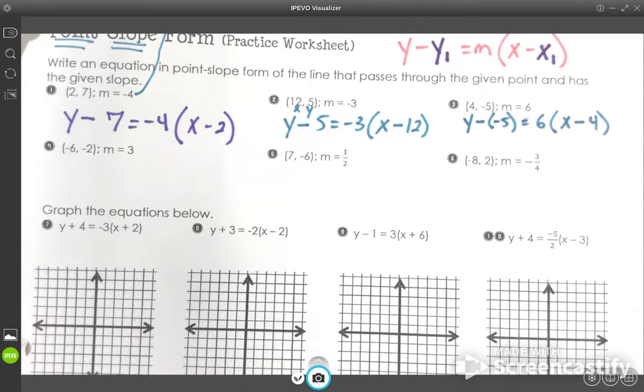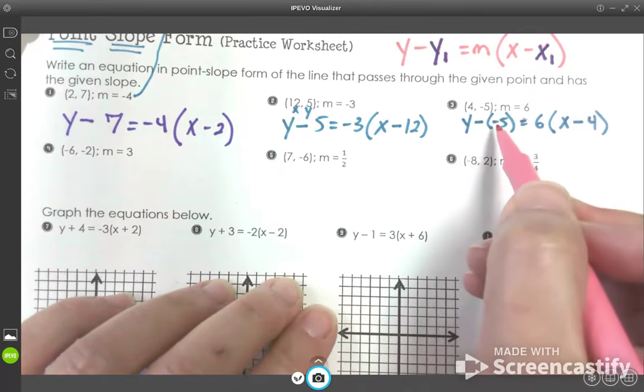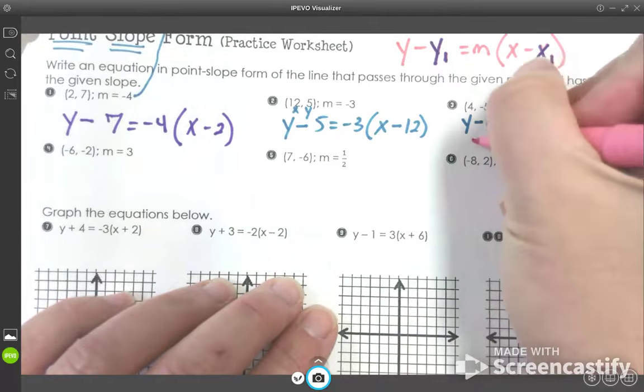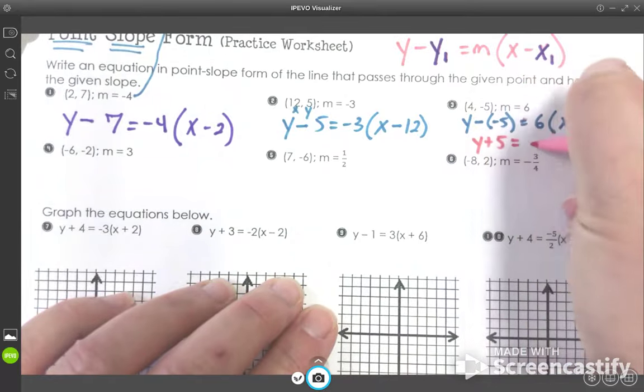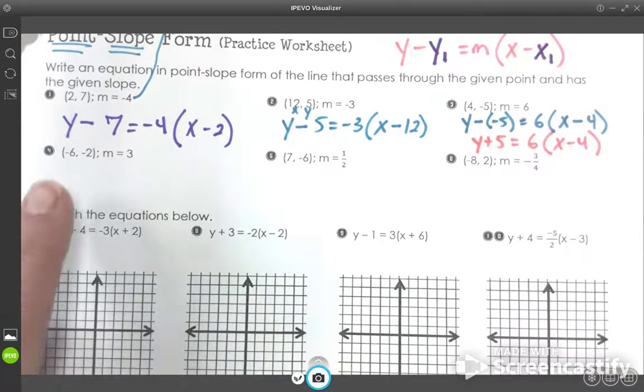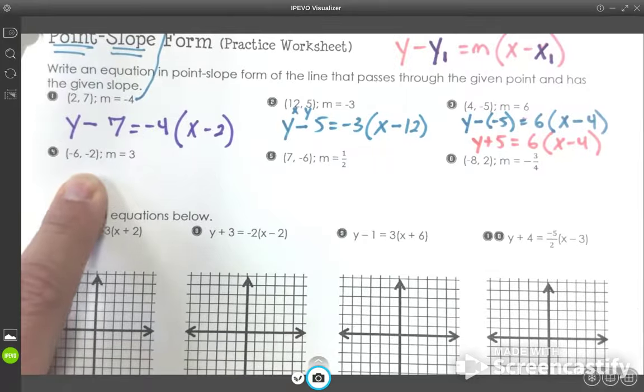But what do you think I would say you should simplify? Kyle? Y plus 5. Yeah, really minus negative, if you hear that coming or if you wrote that down, it should be simplified to y plus 5 equals 6 times the quantity x minus 4. So write one more. Write out your equation for 4, and then we're going to look at some of the graphs. And then we're done.